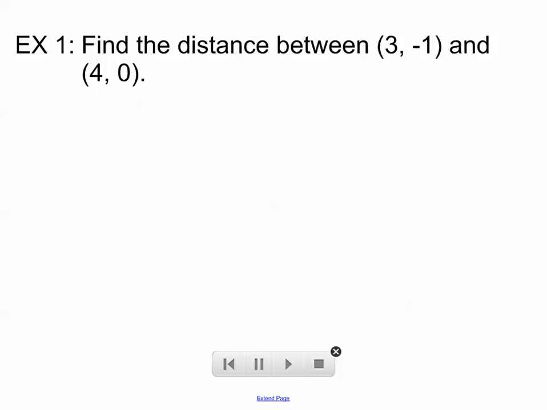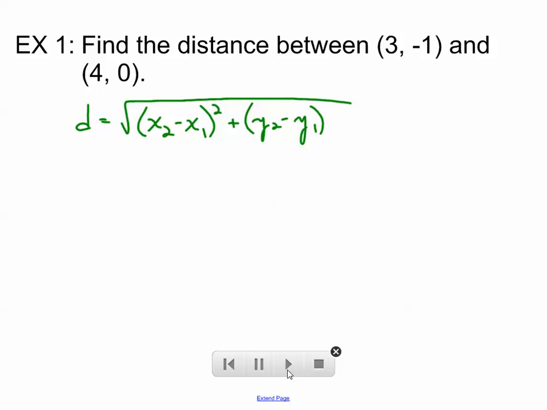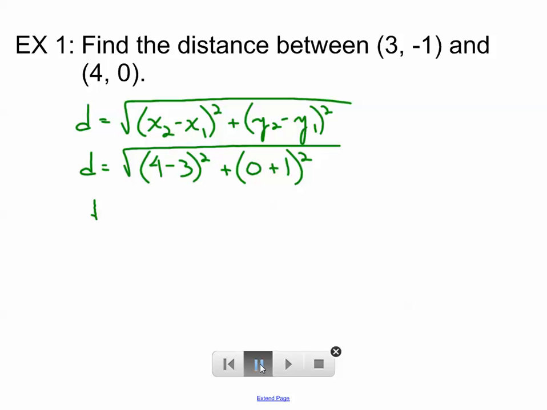So if we had these 2 points plotted on a coordinate plane, well, we don't even have to plot them. We can find the distance between these 2 points by using the distance formula. So x sub 2 is 4, x sub 1 is 3, y sub 2 is 0, and y sub 1 is -1. So instead of 0 minus -1, I always just put 0 plus 1 right off the bat.